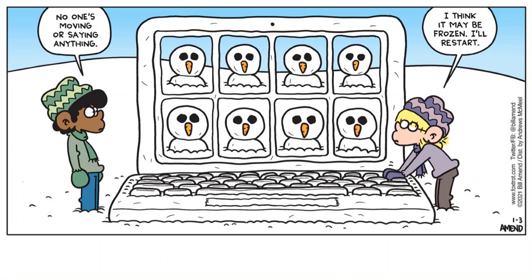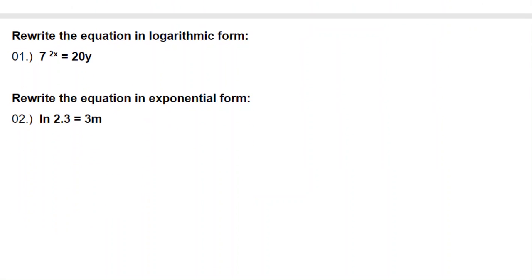Okay, here is the review packet for the quarter 2 cumulative test for Math 4. First, we're starting out with a little exercise in rewriting exponentials and logarithms.